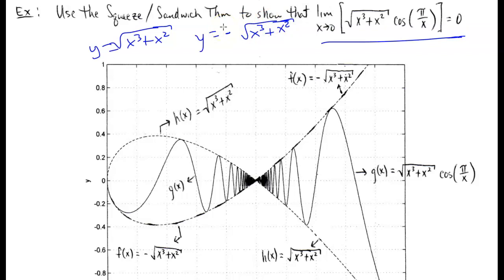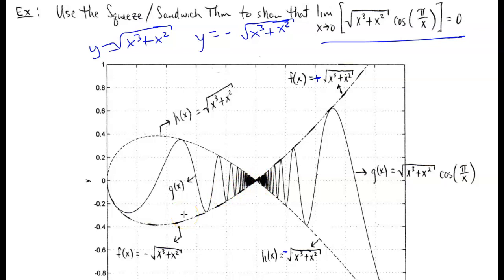Okay. Now, the reason why I have all three of these functions here, and this shouldn't be this way, so this should be plus like that, and that should be minus down here. So I want to make sure I fix that. The reason why we have this situation is because, as you can see, my actual function, square root of x cubed plus x squared times cosine of pi divided by x, is sandwiched in between these two functions as x approaches 0 from both the left and the right.